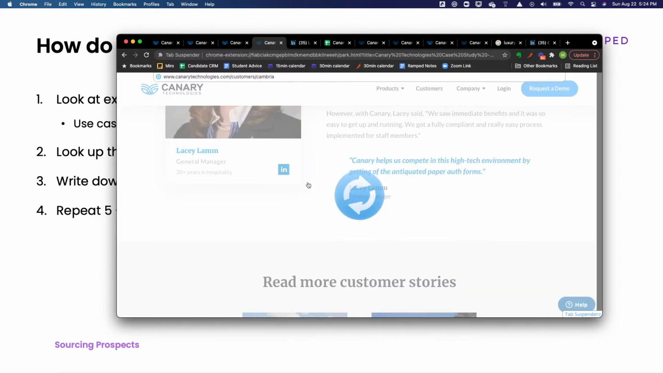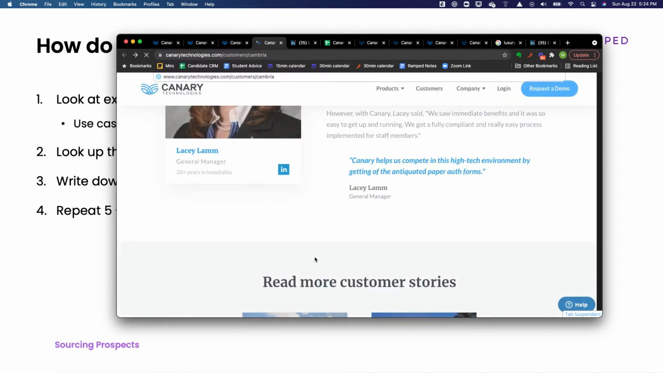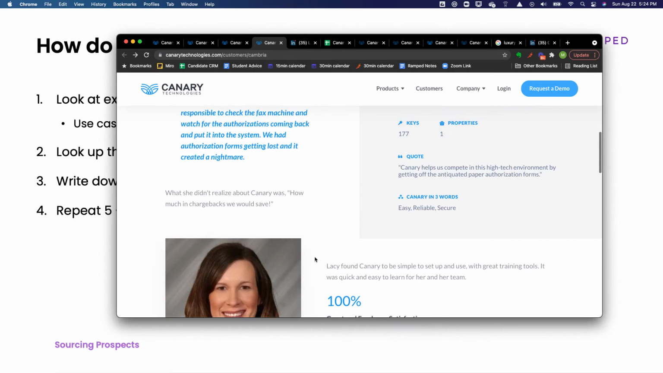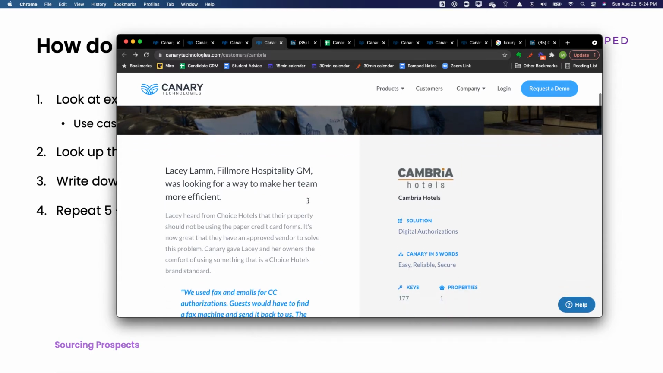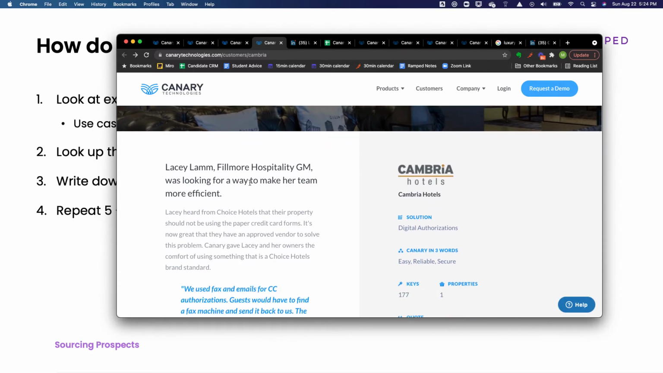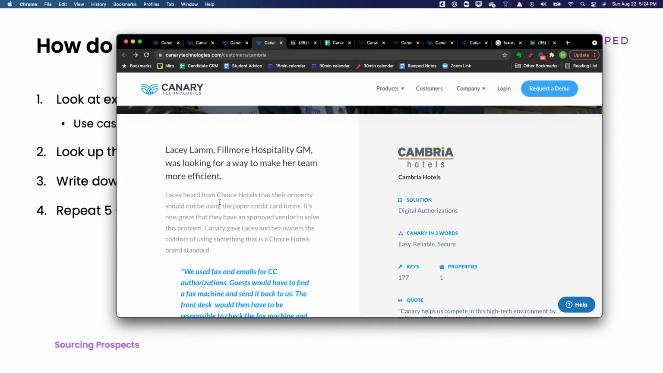Let's look at one more. What I like to do is always just get a feel for this at a high level, and then we're going to dig in and really look at the details here. So we've got Lacey. She's the general manager. So I'm already seeing some patterns here, general managers. And let's see what Lacey was trying to do. Make her team more efficient. That's twice talking about efficiency as well.